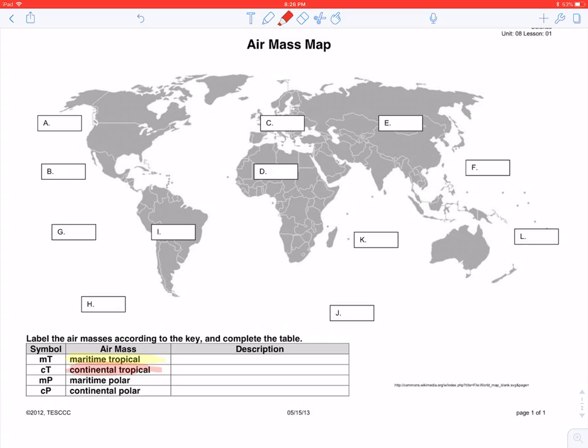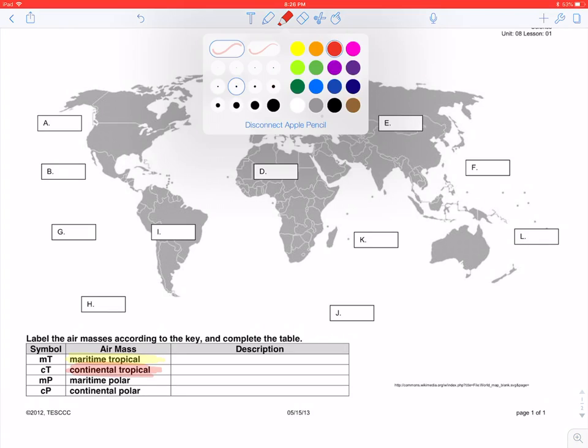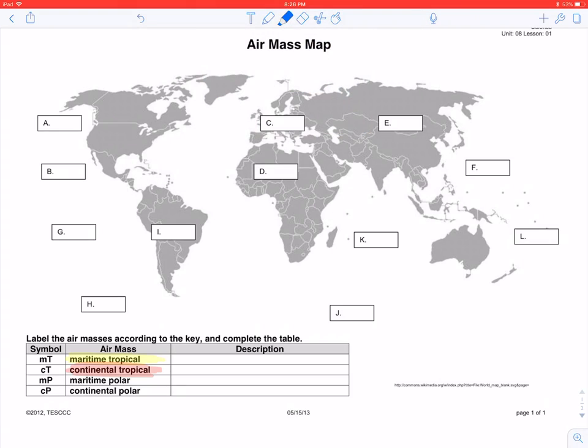I'm going to take my red and I'm going to color this continental tropical red. I'm going to take my blue and I'm going to color maritime polar blue. And I'm going to take my purple and I'm going to color continental polar purple. Okay.